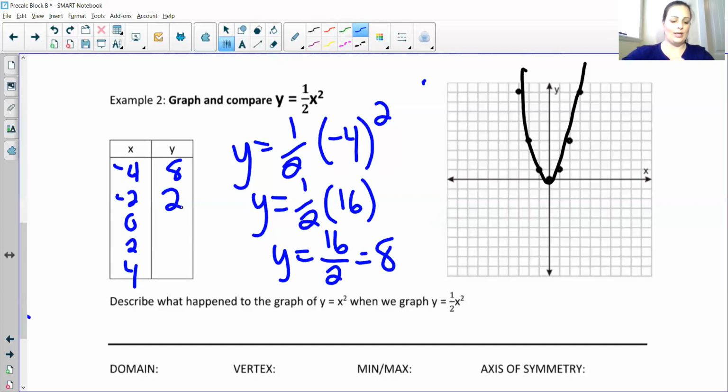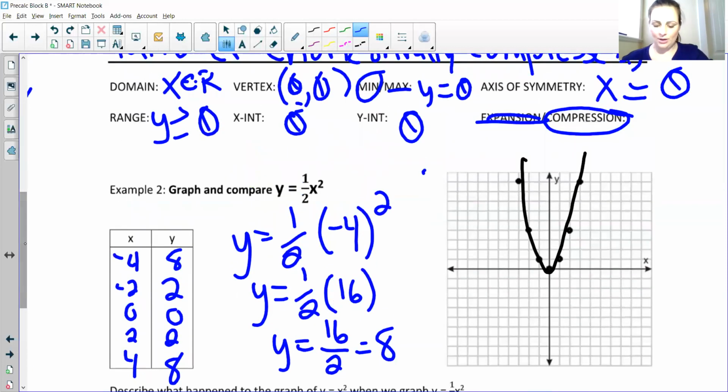So we're going to continue doing that for all the other values. And we're going to plot those on. So the first one, when it is 2, it's 2. And when it's 4, it's 8.